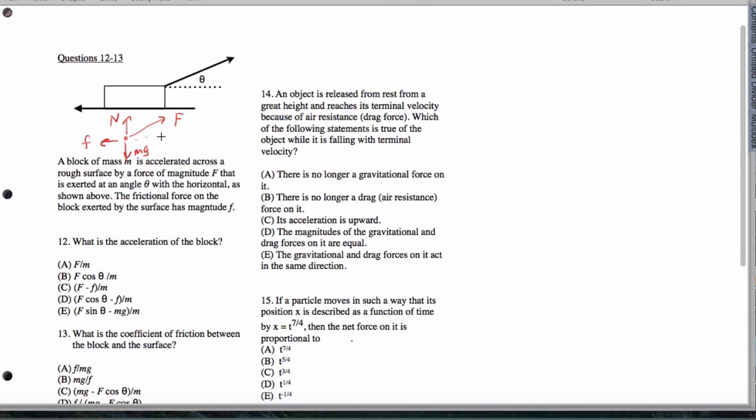Now here, I'm going to write this as F cos theta, and this vertical force is F times the sine of theta. So just a couple of things. The normal force is going to be equal to, well, let's get the acceleration. So I'm going to get F cos theta minus friction equals ma. I divide by m, and so this is what I'm getting for my acceleration.